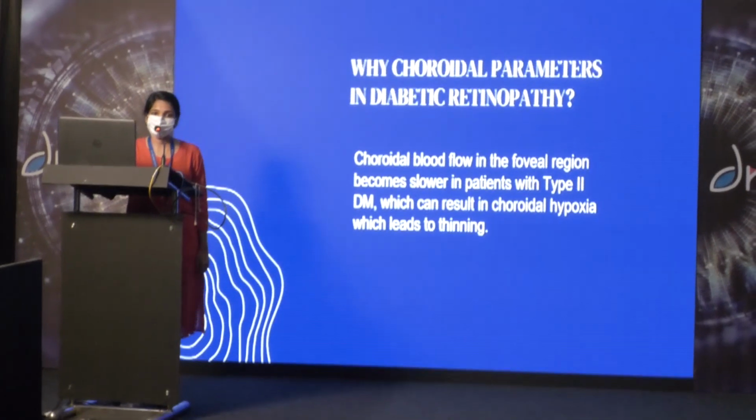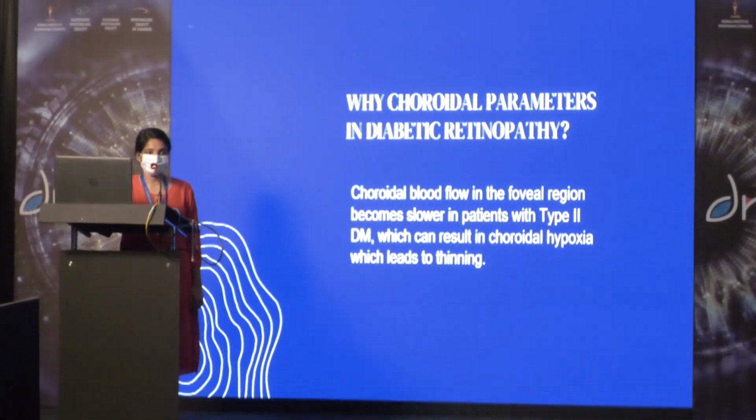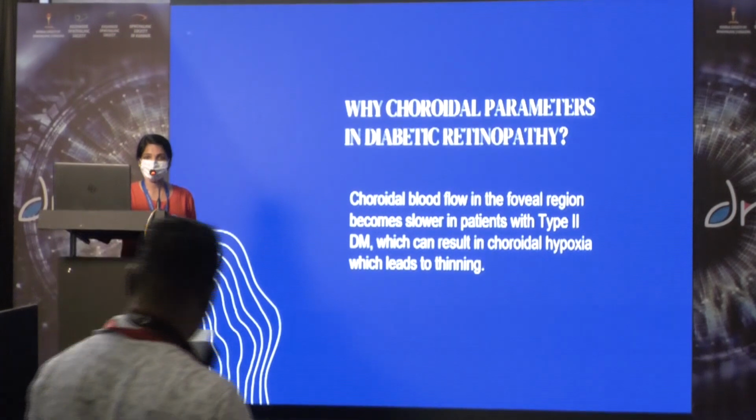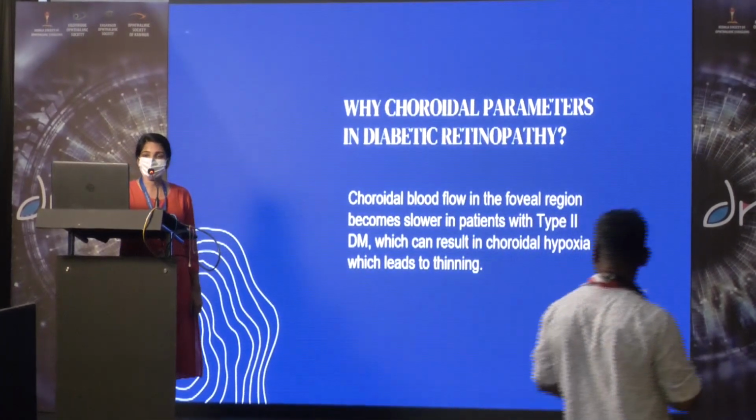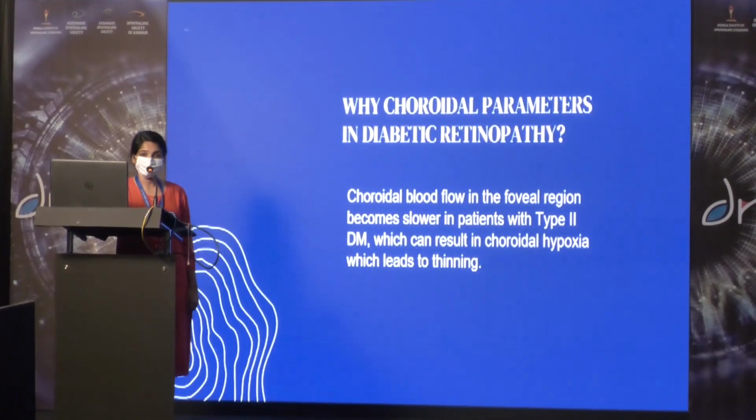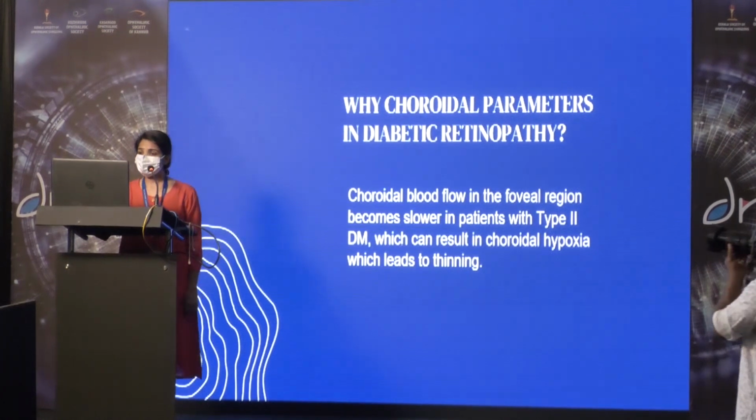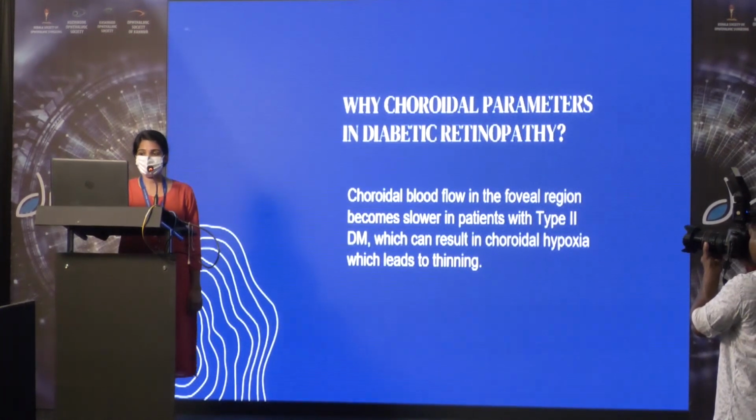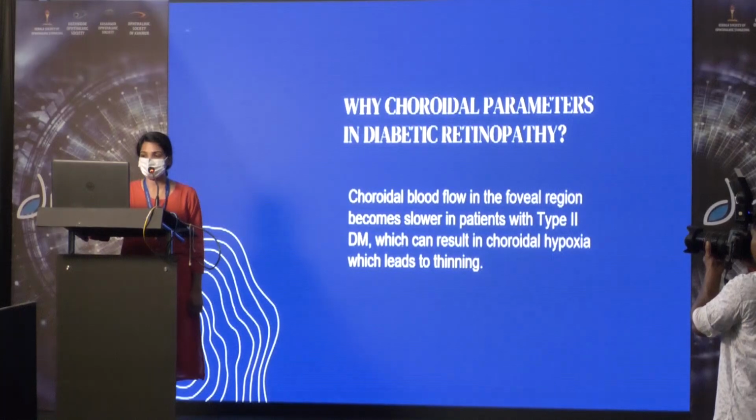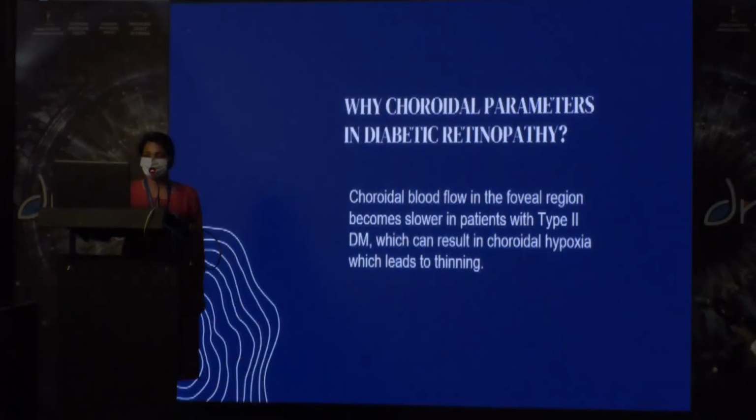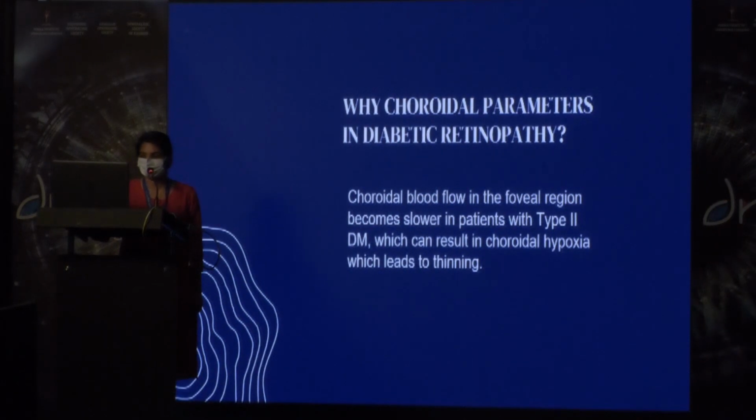Choroidal vasculature, mainly choriocapillaries, supplies nutrients and oxygen to the outer retinal layer, retinal pigment epithelium, and the photoreceptors in the foveal region, mainly where there is no retinal vasculature. So it states that choroidal blood flow in the foveal region becomes slower in patients with type 2 diabetes mellitus, which can result in choroidal hypoxia, which leads to thinning.